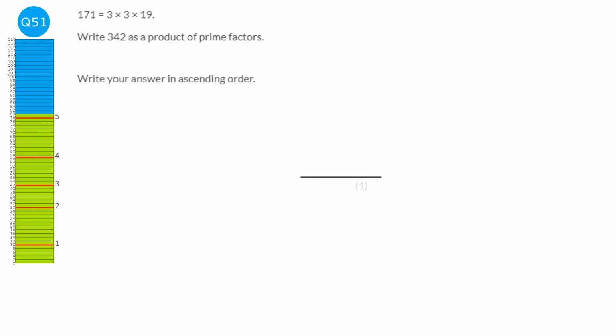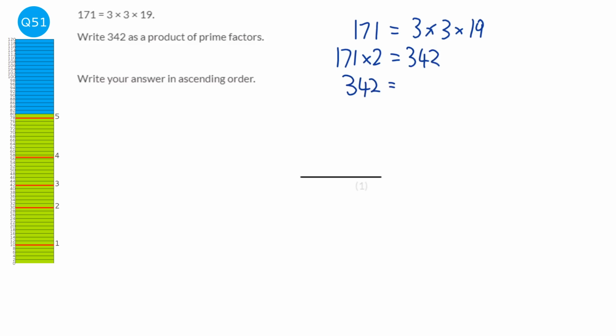So we know that 171 is 3 times 3 times 19. And what we do is we just compare 171 with 342. And we know that 171 times 2 is 342. So therefore 342 will have the same prime factors as 171, which is 3 times 3 times 19, but it will also have a times 2 in there. So the answer will be 2 times 3 times 3 times 19.